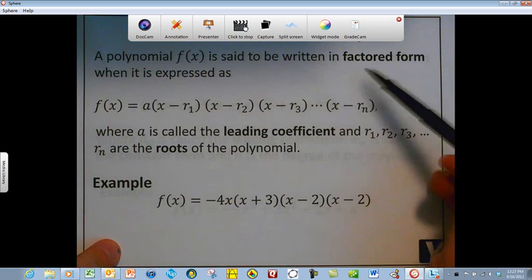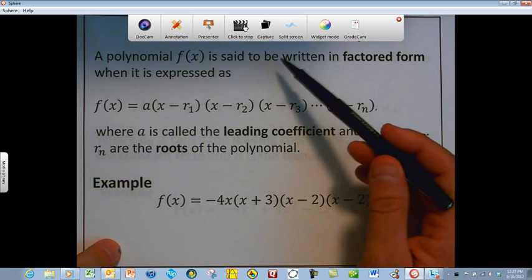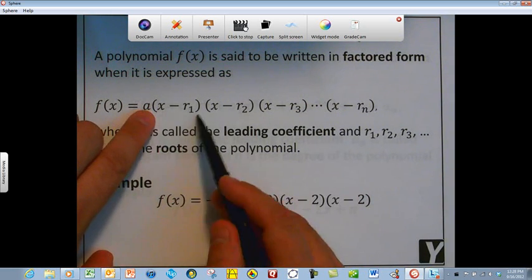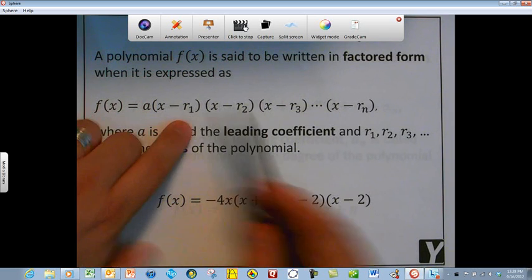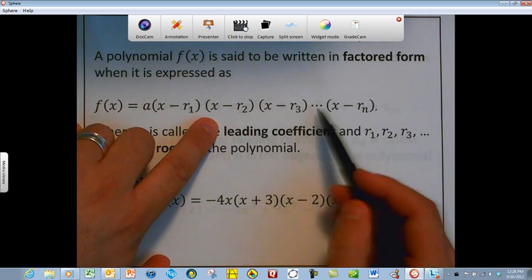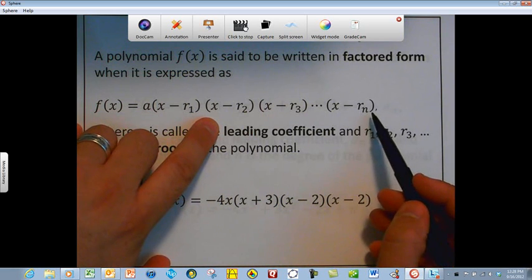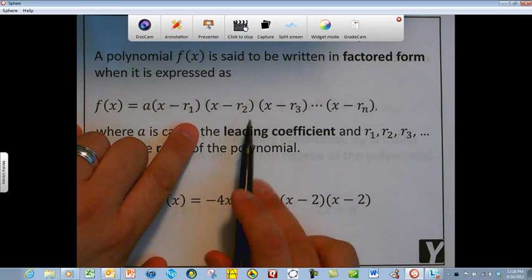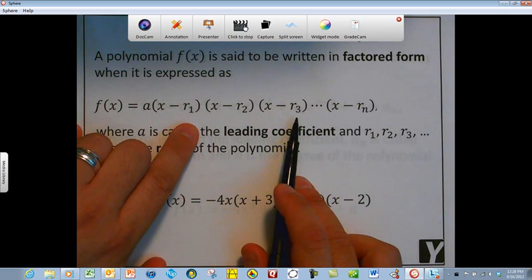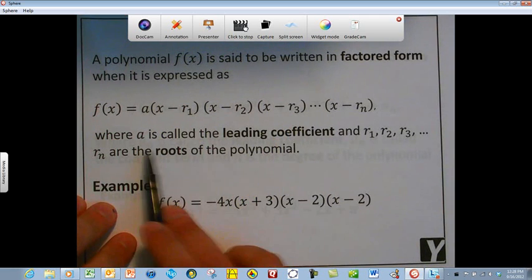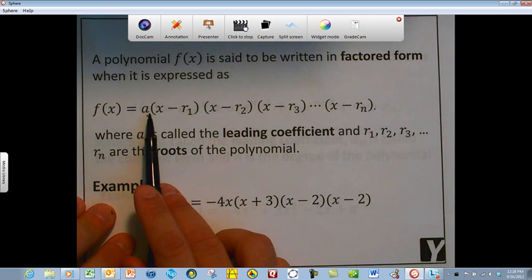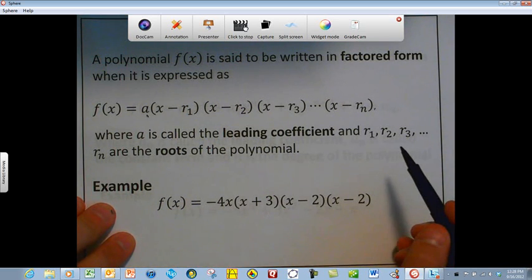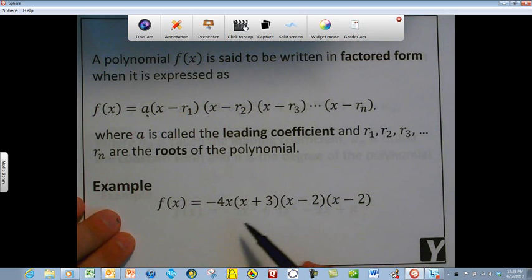A polynomial is said to be written in factored form when it is expressed as f of x equals a times a linear factor that has one of the roots, times another linear factor, another linear factor. There might be n linear factors. There might just be 2 or 3 linear factors. The r1, r2, r3, those are all the roots of the polynomial. A is called the leading coefficient, and the degree will be determined by the number of roots.